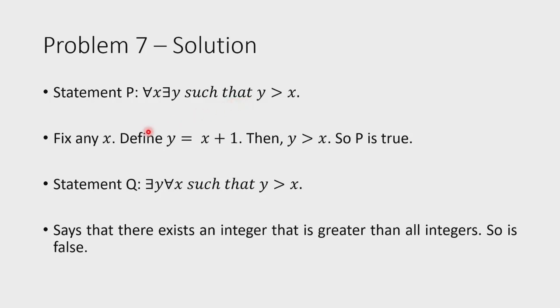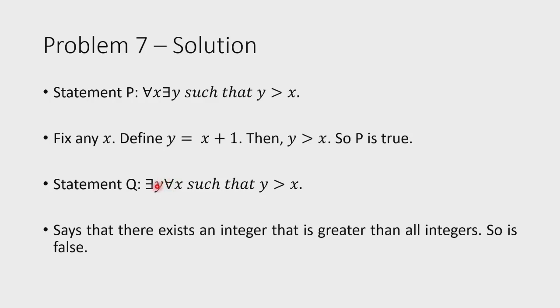So all we have to do is fix an integer x, and create an integer y which is greater than x. Well, just pick y equals x plus 1. Then y is greater than x, and so P is true, right? Now let us look at statement Q. It says there exists y for all x such that y is strictly greater than x, right? So now what is this statement saying? There exists a universal y which is greater than all the integers, right?